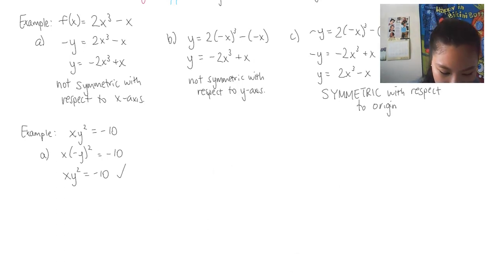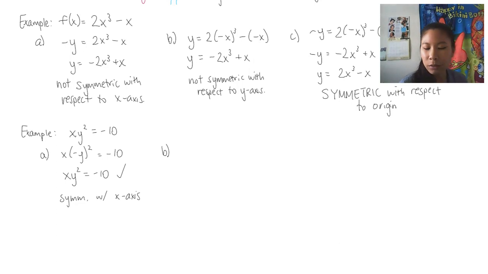So that means this is symmetric with respect to the x-axis. Okay, let's test the others. Keep in mind, just because you've done one of them and it is that one, doesn't necessarily mean that it can't be more. You can be more symmetric. If you think of a circle around the origin, a circle is symmetric in every direction. So that's an example of something that is symmetric to the origin, the x-axis, and the y-axis all at the same time. So that's why we have to test all three every time.